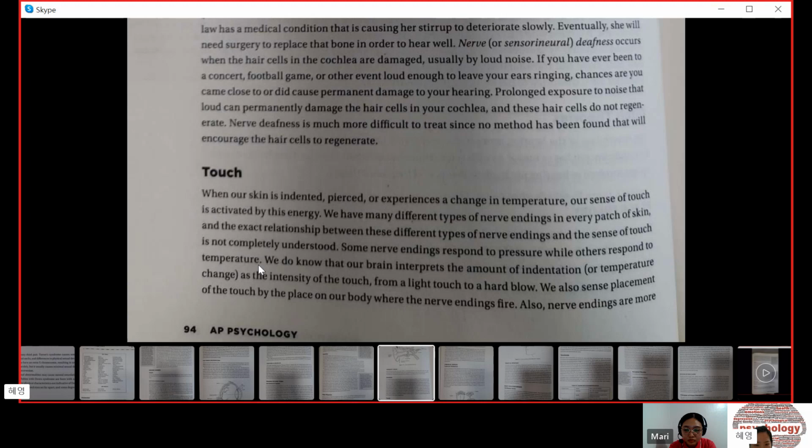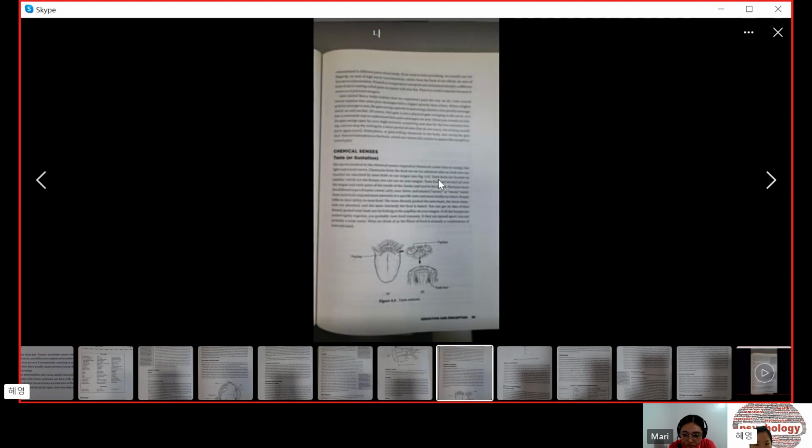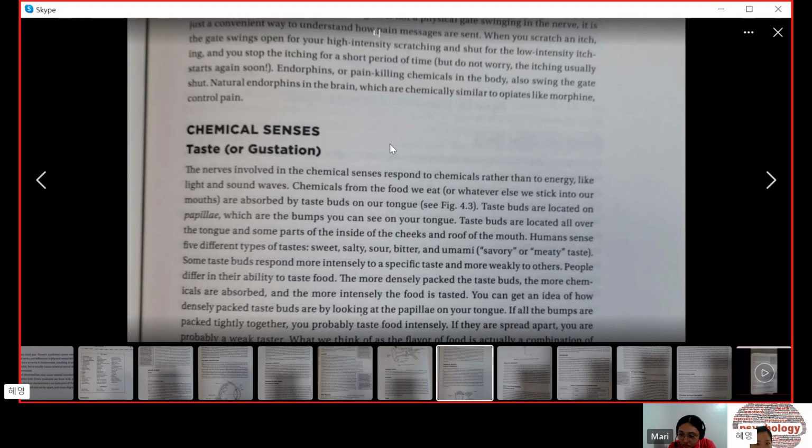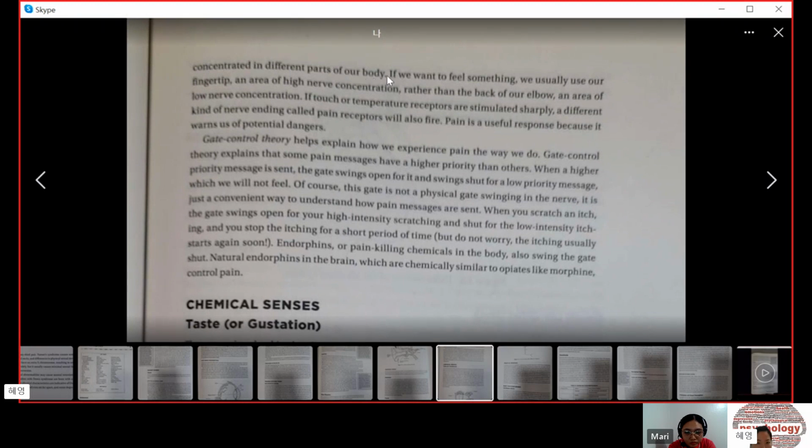We do know that our brain interprets the amount of indentation or temperature change as the intensity of the touch, from a light touch to a hard blow. We also sense placement of the touch by the place on our body where the nerve endings fire. Also, these endings are more concentrated in different parts of our body.